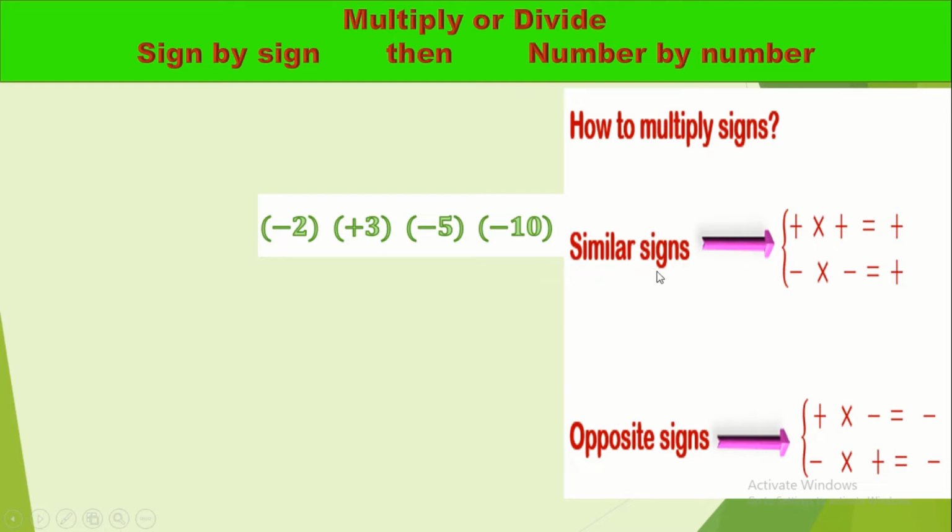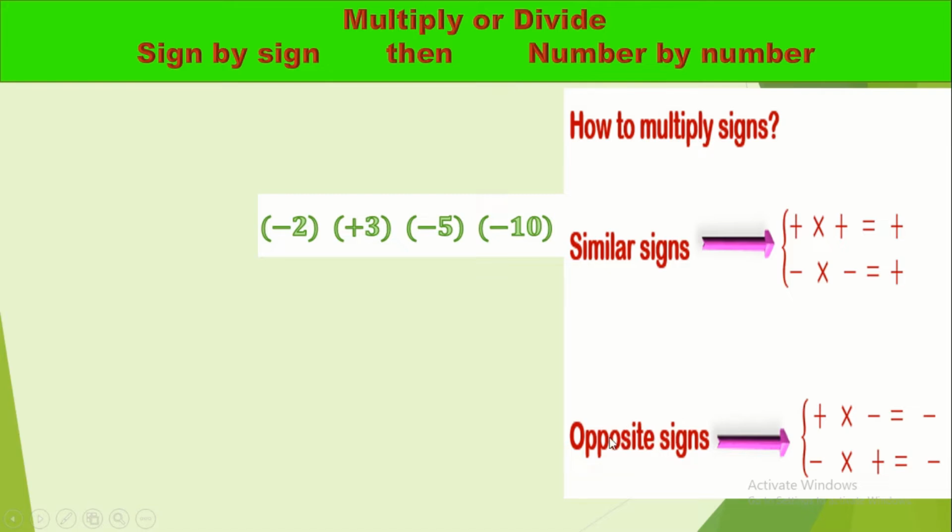When we have similar signs, like plus times plus, it gives us plus. Or minus times minus, the same sign, if we multiply them, it gives us plus. Also in division, if we divide plus over plus, it gives us plus, and minus over minus, similar signs, they will give us plus.